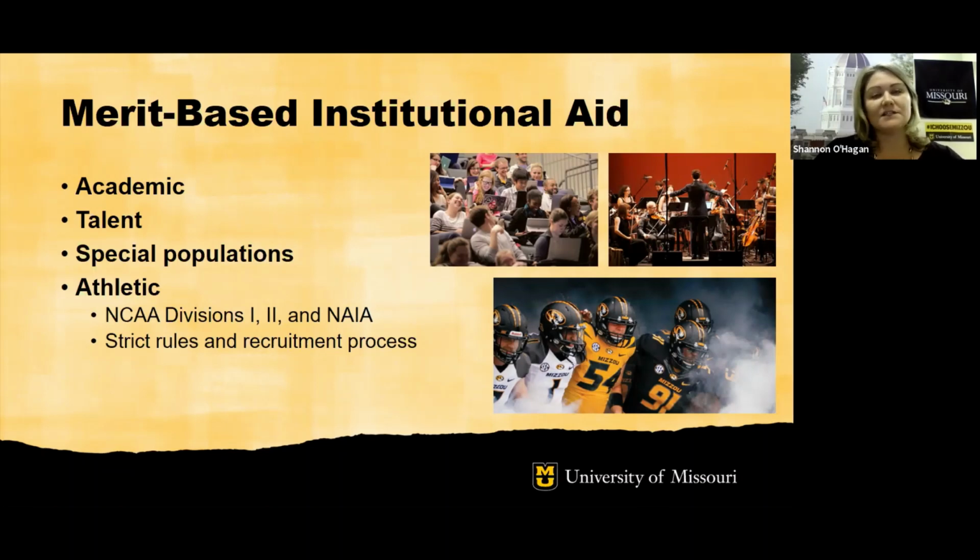There are different organizations that oversee what is called intercollegiate athletics in the U.S., and that is the NCAA, as well as the NAIA. Within those organizations, there are different levels. For the University of Missouri, for example, we are an NCAA Division I school, which is the highest or most competitive level of athletics in the U.S. With these different levels, there are different rules and requirements tied to the recruitment process and the scholarship process, specific to athletics.